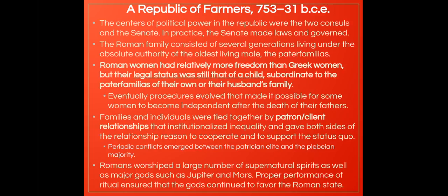So, how does this all begin, guys? A republic of farmers. In the beginning, Rome was ruled by a monarch, but over time, the monarchs became more corrupt. And in 509, the patricians, the wealthy upper class, overthrew the king and formed a republic.